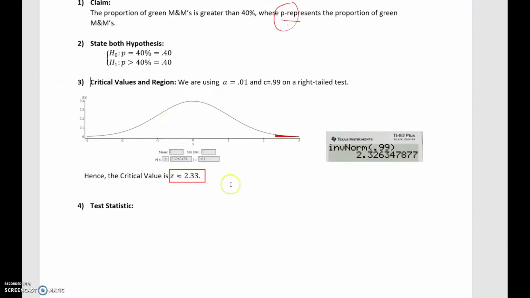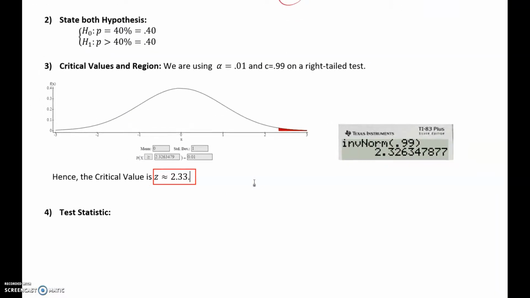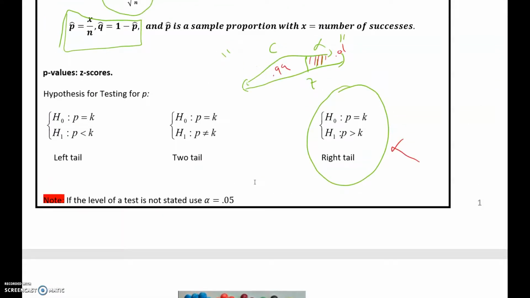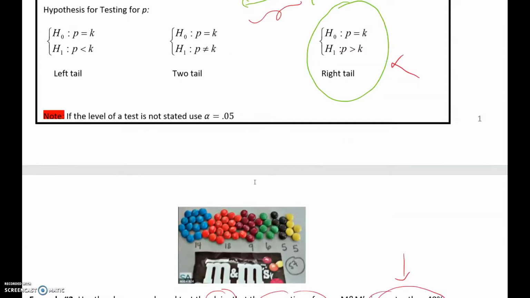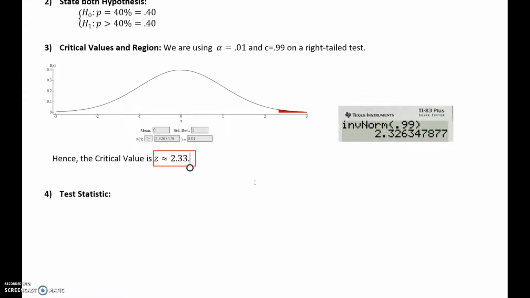In this case, I did this in advance, and let me zoom in a little bit. Because of the value of C being 99, you're going to do an inverse norm, but you have to be careful on this one. It's a 0.99, which I'm showing the code here. And for that, your critical value happens to be 2.33, rounding to 2 decimal places.